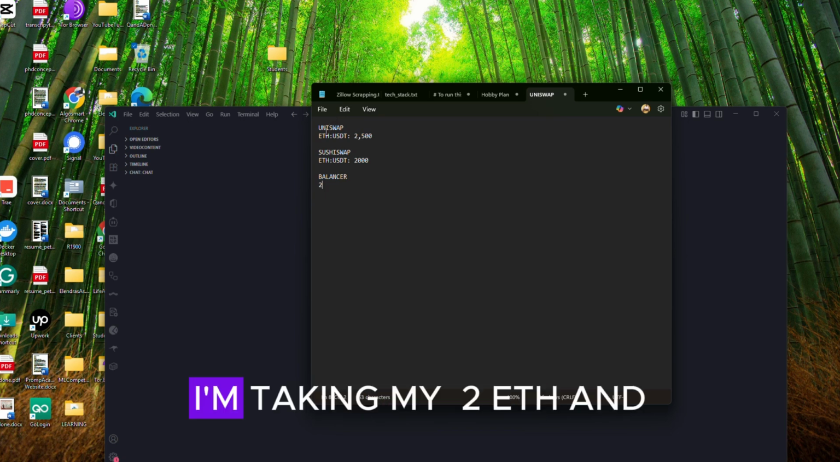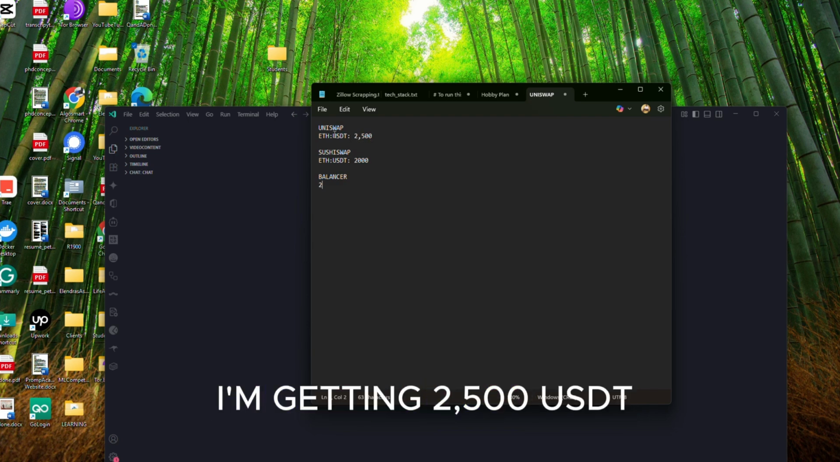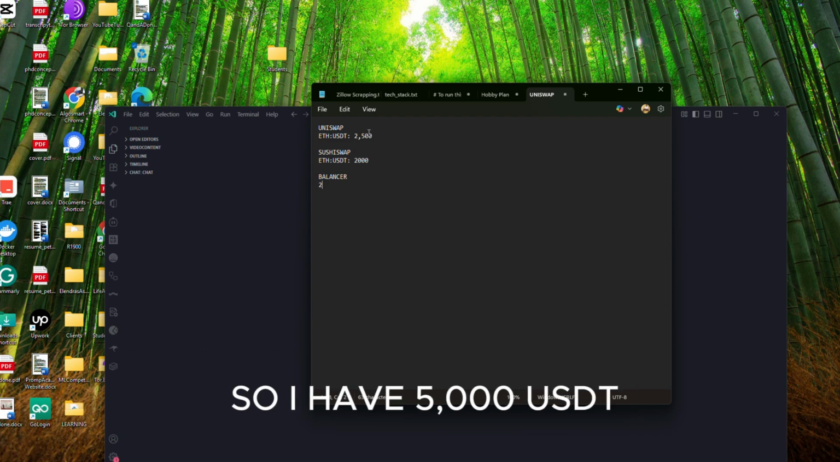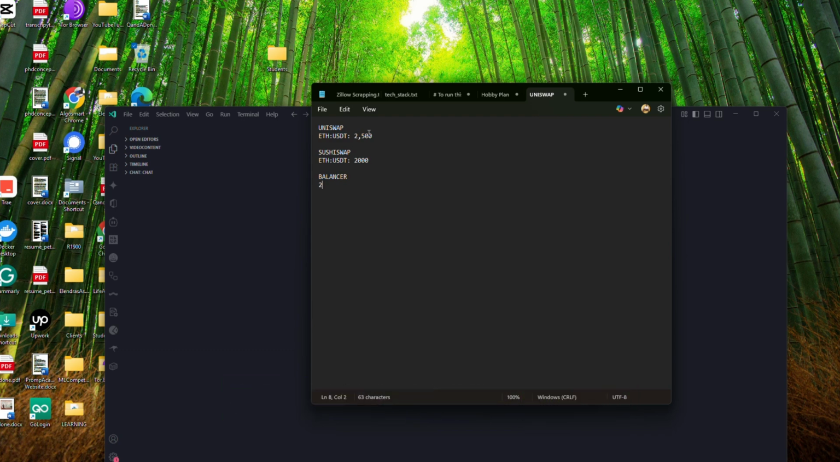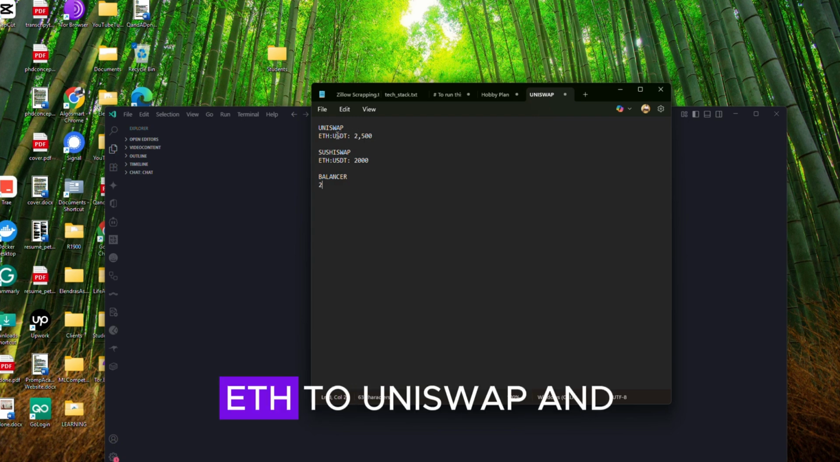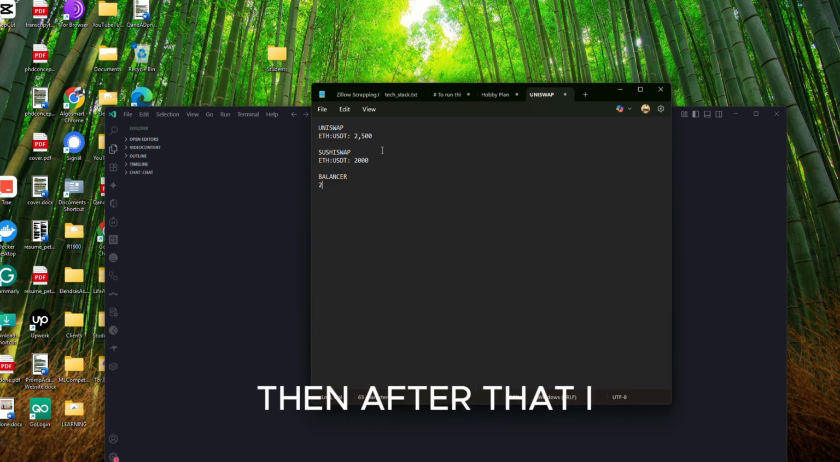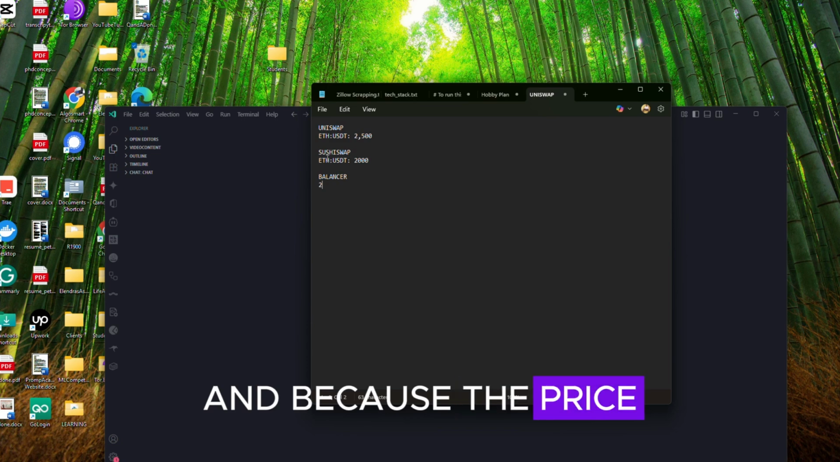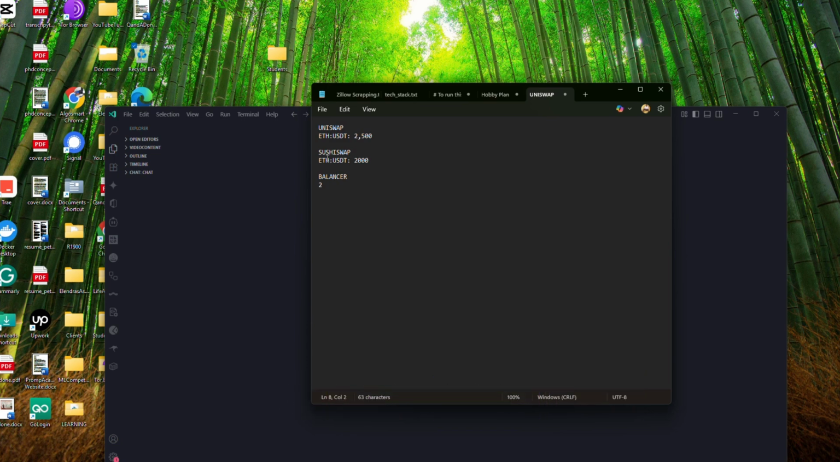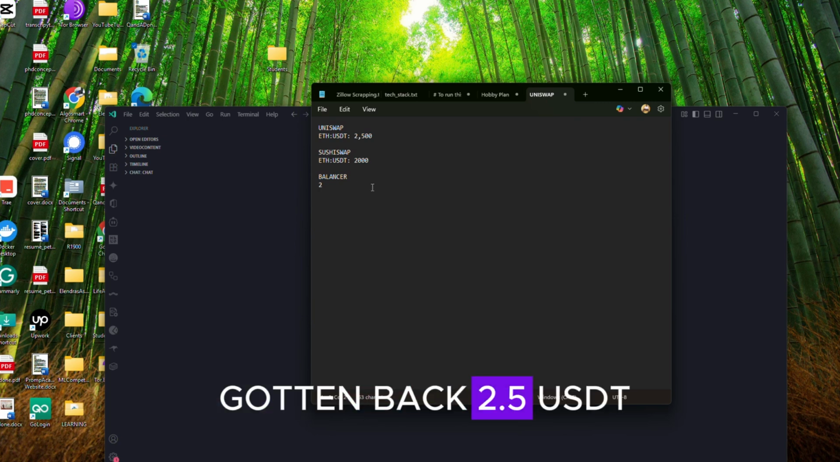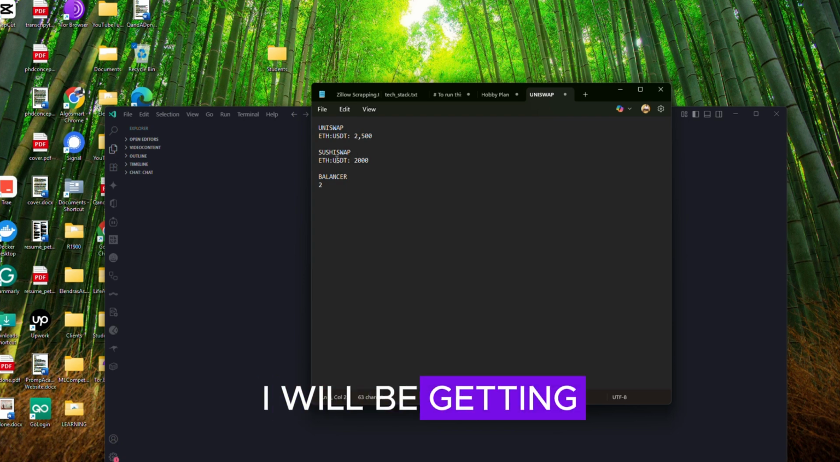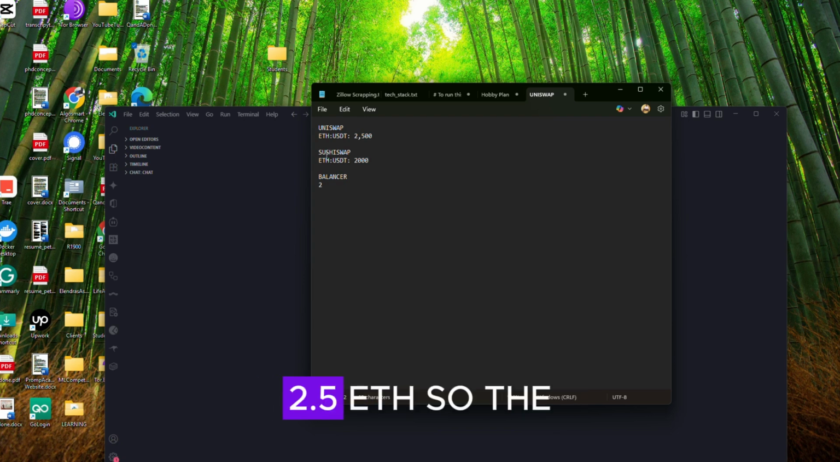If I go to Uniswap, I'm taking my 2 ETH and I'm getting 2,500 USDT. You get that? 2,500 USDT. By 2, I'm getting 5,000 USDT. So I have 5,000 USDT and I've given my ETH to Uniswap. And then after that, I go to SushiSwap with this 5,000 USDT. Because the price of ETH to USDT is 2,000 per ETH, I take my 5,000 and divide it by 2,000, and I get back 2.5 ETH. So if I sell my 5,000 USDT, I will be getting 2.5 ETH.